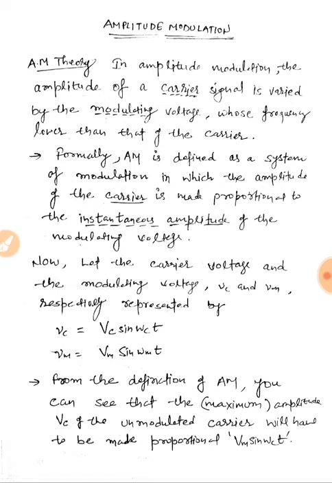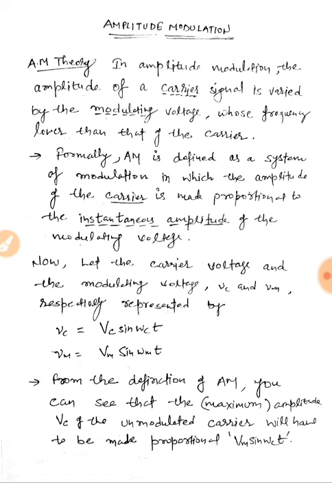We already know that in modulation, one of the properties of the carrier signal, which is a high frequency signal, that is amplitude, frequency, or phase, is varied according to the amplitude of the message signal. So in amplitude modulation, the amplitude of the carrier signal is varied by the modulating voltage, whose frequency is lower than that of the carrier.